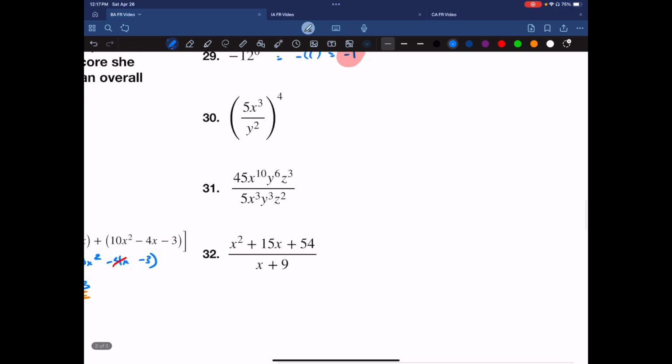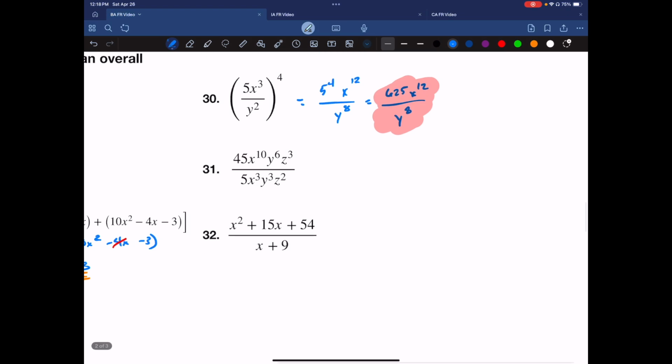All right, on 30, that's going to be 5 to the 4th. You raise the power to the power you multiply, so that's x to the 12th, y to the 8th, and then 5 to the 4th is 625. So you can go straight there if you want to, or you could piecemeal it like I did. I'm just trying to show you how this works.